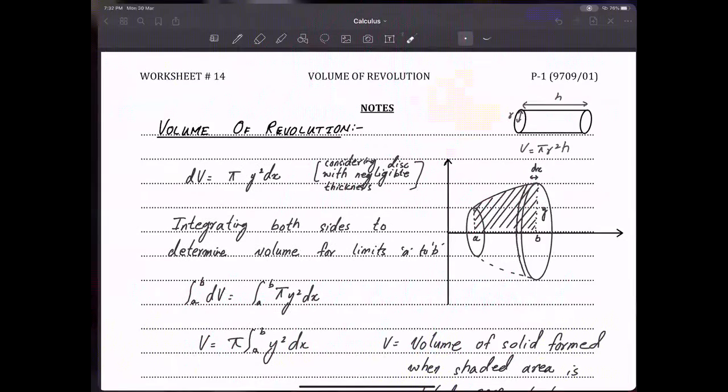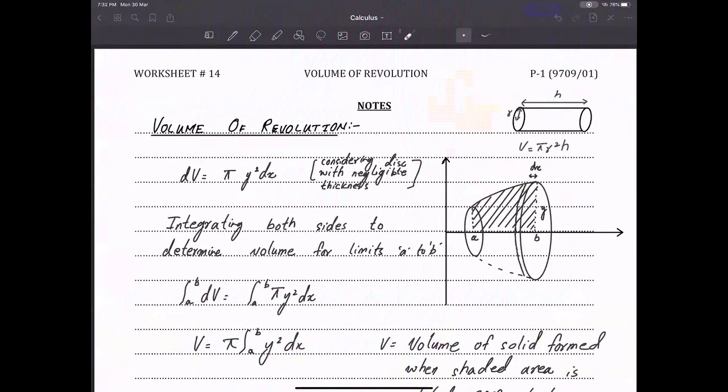If you recall the formula for the volume of a cylinder, you'd be able to recall that it's pi r squared h. And basically what happens is that we've already done a formula for the area under the curve. Here, we are trying to see if that area rotates through 360 degrees about the axis, then it will form a volume. So we are trying to figure out what would be that volume.